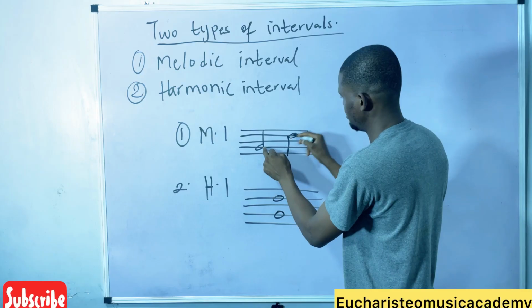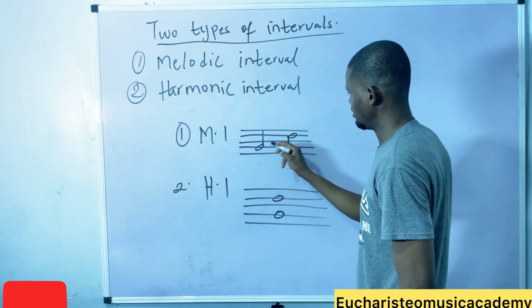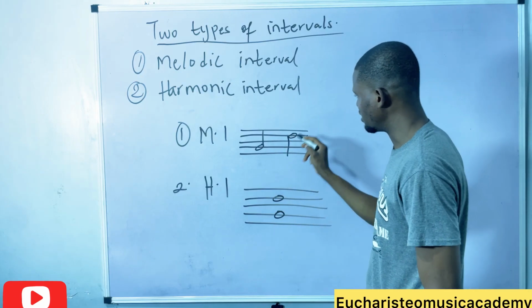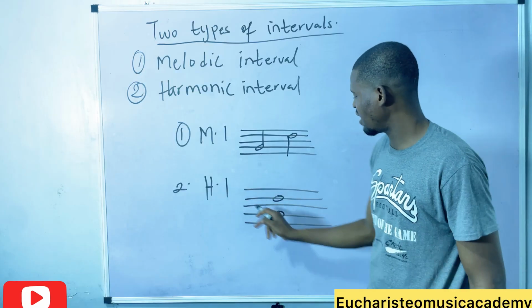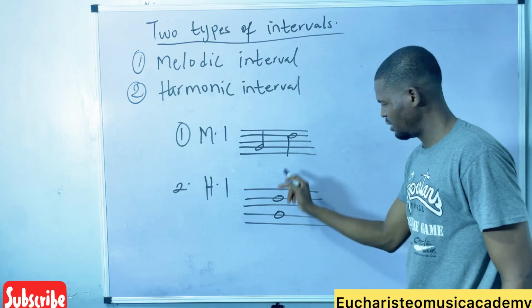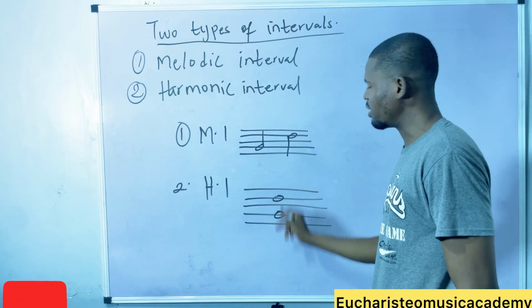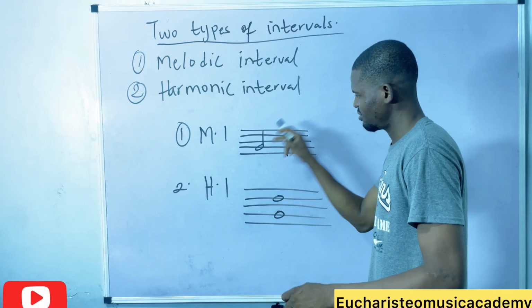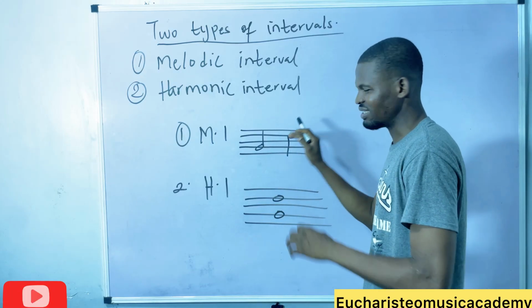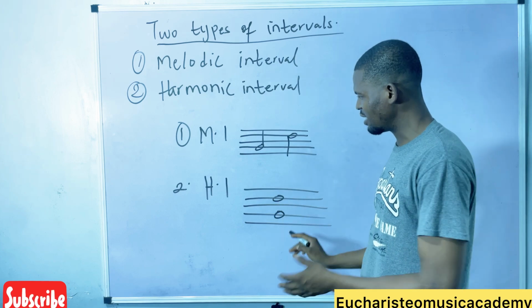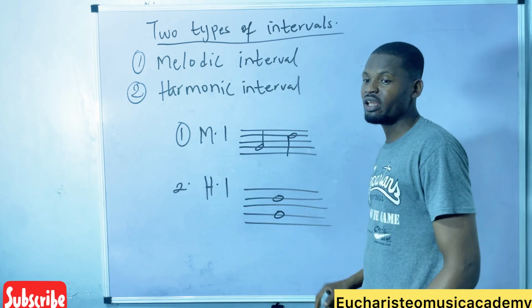They are separated. That is, they are not on the same line. In a melodic interval, they are separated. But in a harmonic interval, they are on the same line. They travel together. Melody, they are separated. Harmonic interval, they are together.